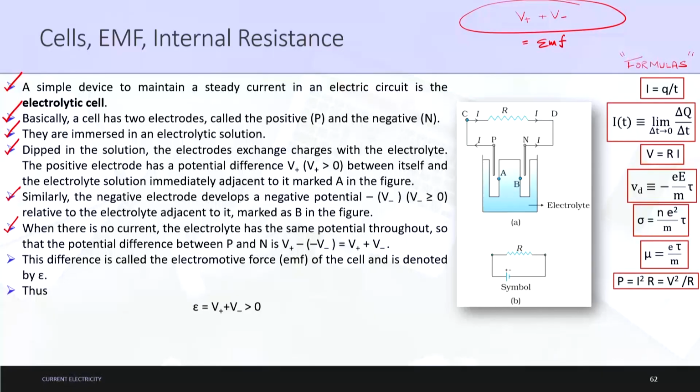There also I explained that EMF can only be understood as voltage, it is not a force. Actually the name force comes into the picture, but it is not a force, it is a potential difference only. So, this potential difference is called the electromotive force of the cell and is denoted by epsilon. So, epsilon is used to denote EMF. You just need to remember what EMF is.